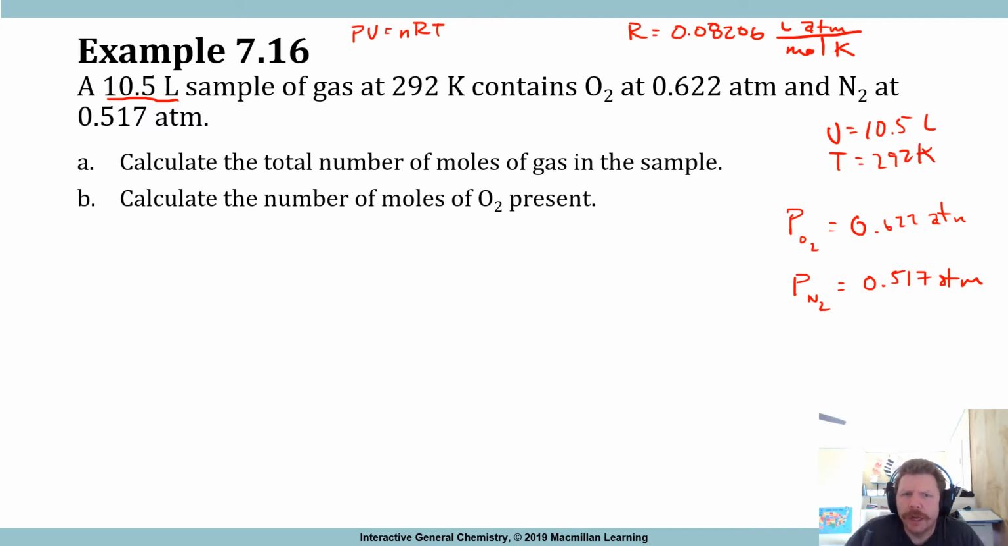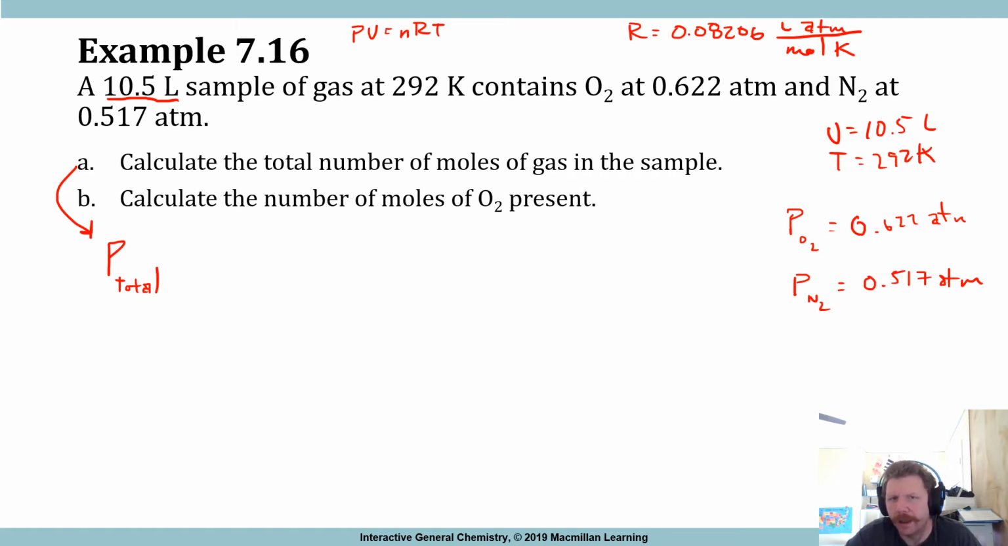Okay, so in this scenario, we're going to be asked a couple of different things. The first thing is to calculate the total number of moles of gas in that sample. We know that we have 10.5 liters of a gas. We've got a volume, a temperature of 292 Kelvin, and pressures of these individual gases. So the way that we solve this for part A, the total number of moles of gas in the sample, is we need to figure out the P total.